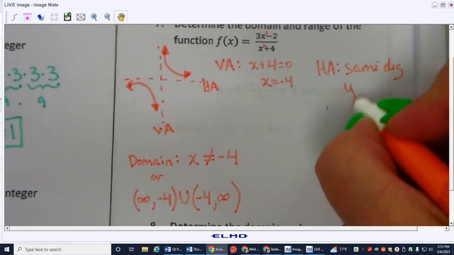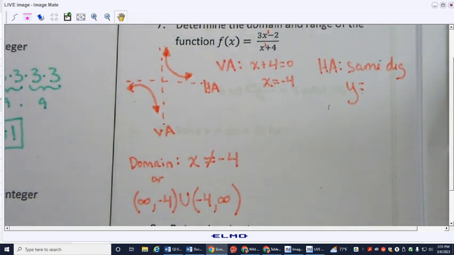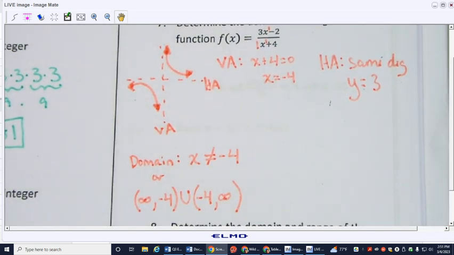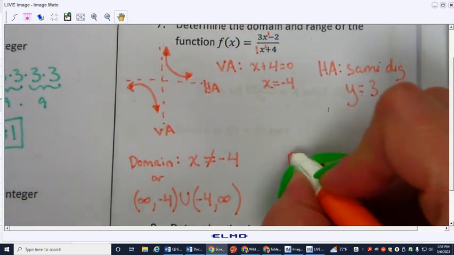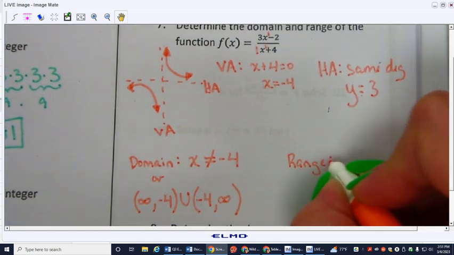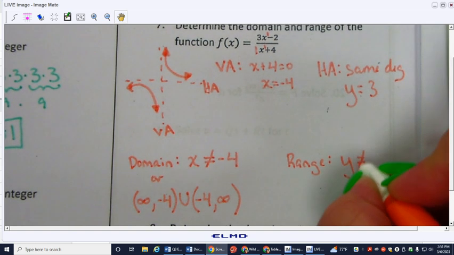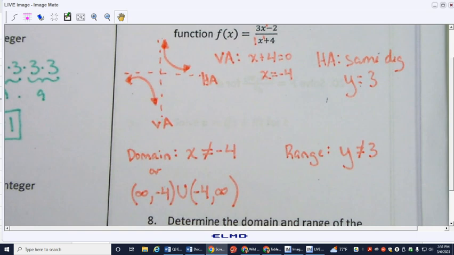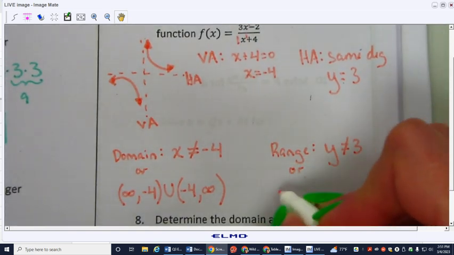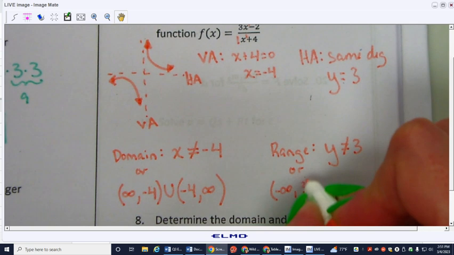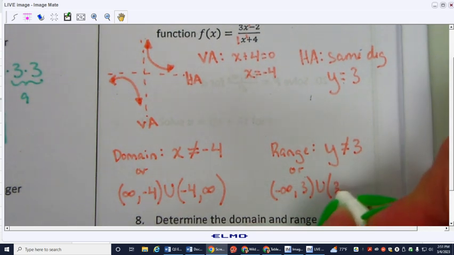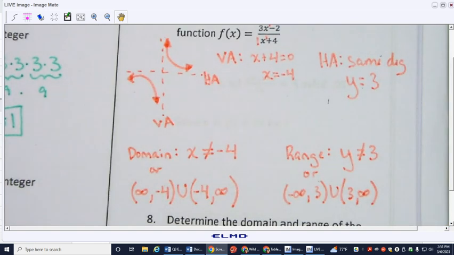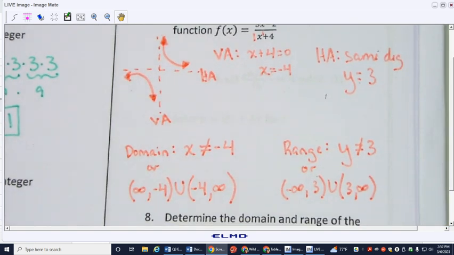So I'm going to look at y equals the ratio of my leading coefficients. My leading coefficients are 3 and 1. What's 3 over 1? 3. So that means my y values are everything except for 3. So my range is going to be y equals everything, but y does not equal 3. So again, you can write it like that, or you might see it as negative infinity to 3, and then 3 to positive infinity. You could see it either way. Questions on 7?